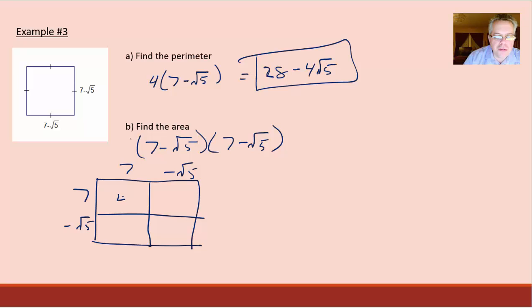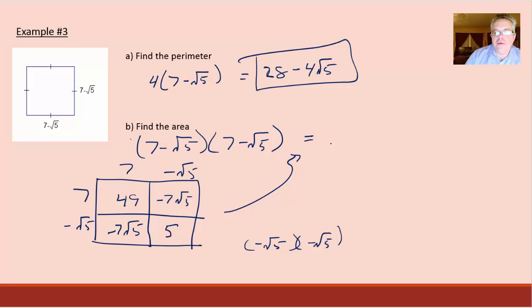7 times 7 is 49. This is minus 7 square root of 5. So is this one. Now, the bottom box is tricky. I'm going to write it down here. Minus square root of 5 times minus square root of 5. A negative times a negative is a positive, and square root of 5 times square root of 5 is positive 5. Wow, this is impressive.